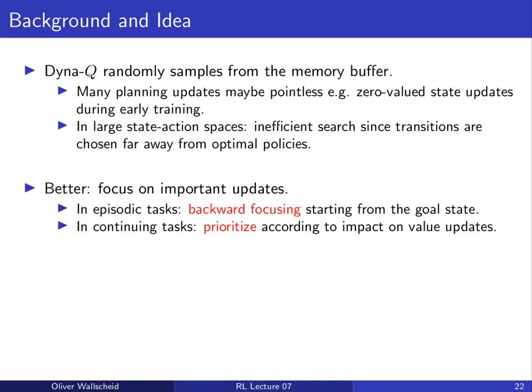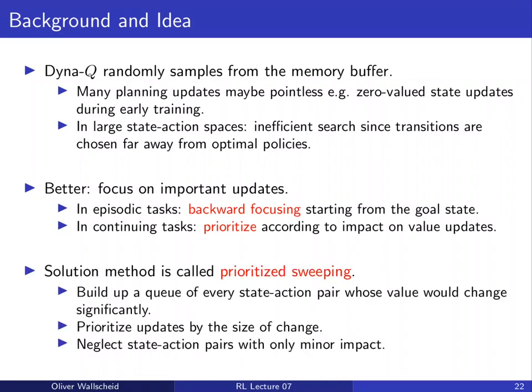And we could try to focus on more important updates, either in episodic tasks, using a backward focusing approach, starting from the goal state, because we have found the goal, and we can then go backwards, following a certain trajectory of state action transitions, and update along that way. Or also in continuing tasks, we could try to prioritize such updates which are likely to have a big impact on our state value estimate. And this idea of focusing on important updates is called prioritized sweeping, and this method can be summarized by these three bullet points here.